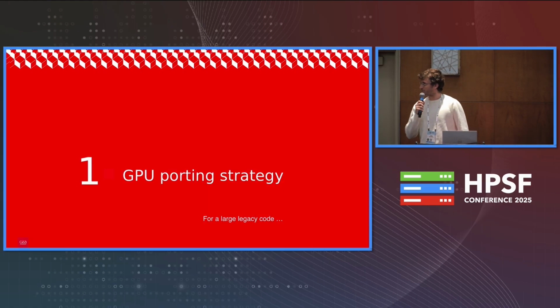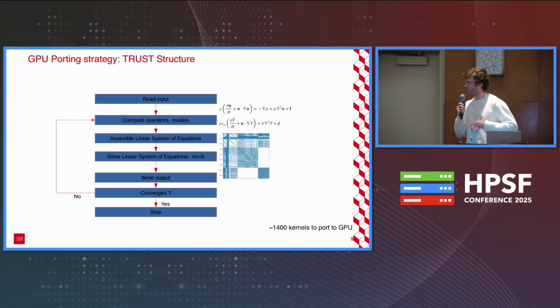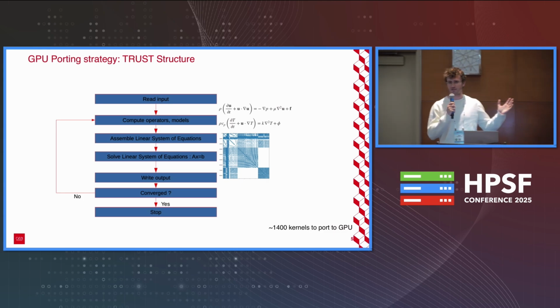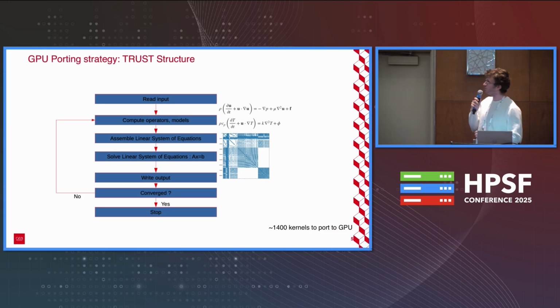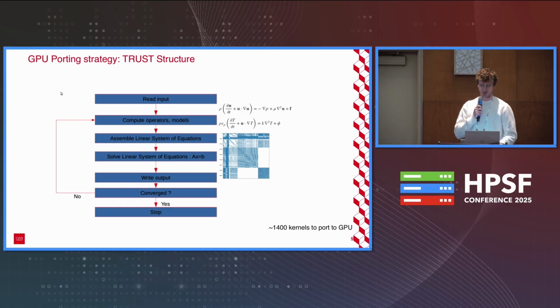So what's our porting strategy for a large legacy code? The way we proceeded is that we ported to GPU the most expensive parts of Trust. So that's a flowchart for a Trust simulation. We start by reading the input. We then compute the operators and the model. So usually it will be the Navier-Stokes equation on a given discretization. We then assemble a linear system of equations that we solve thanks to an external library. We write the output. If we converge, we stop the simulation. And if we didn't converge yet, we go back to computing the operators and model on the updated data.